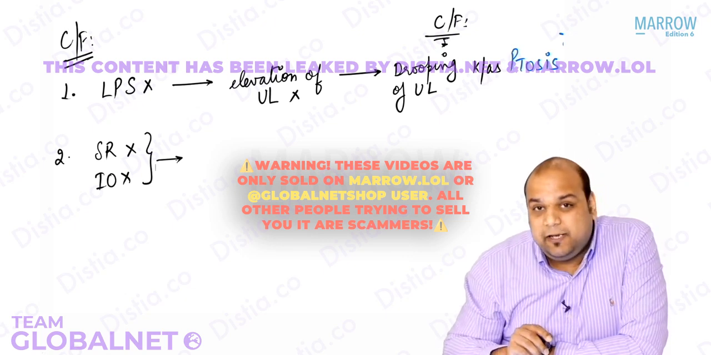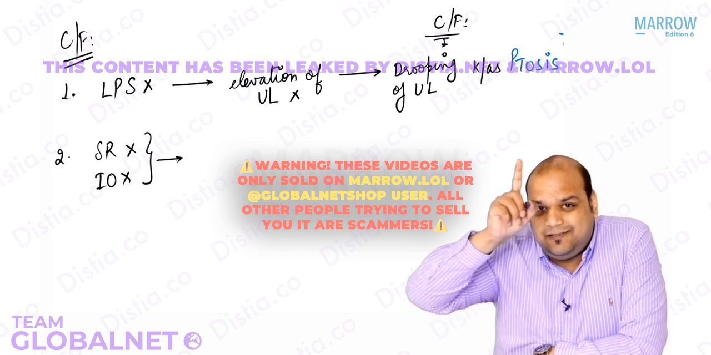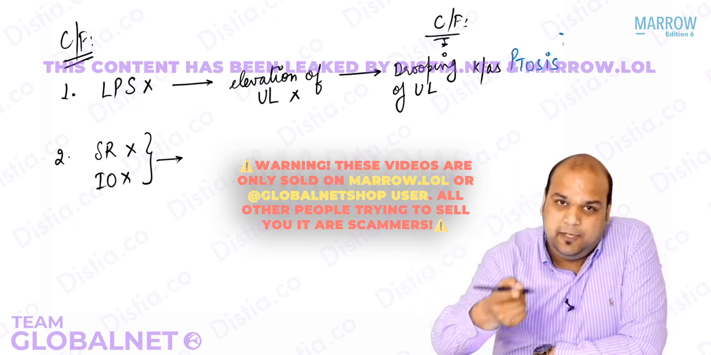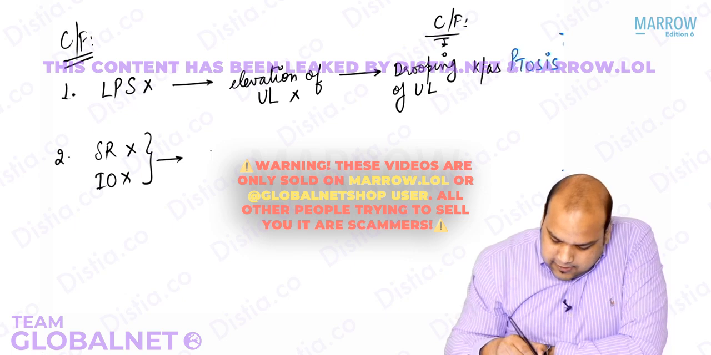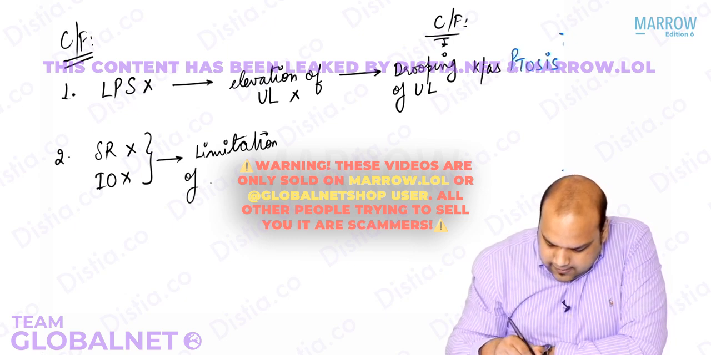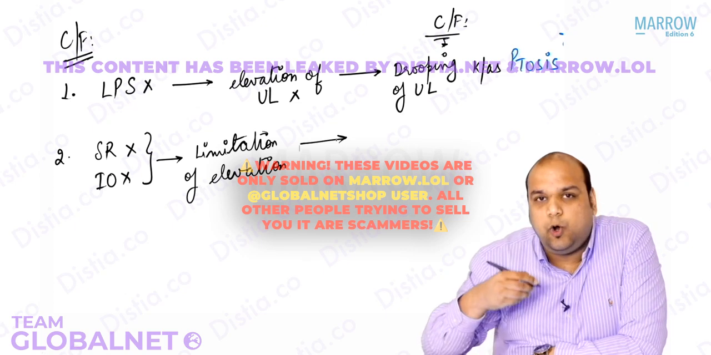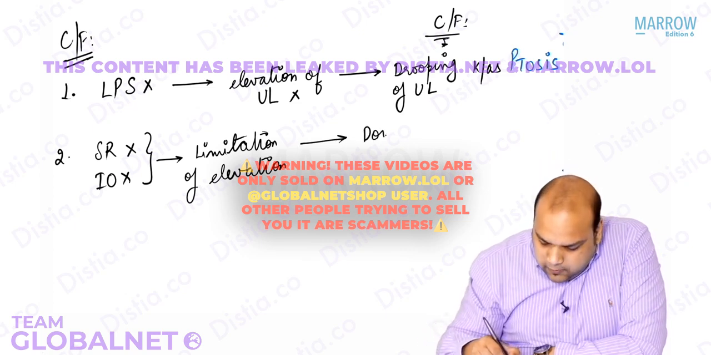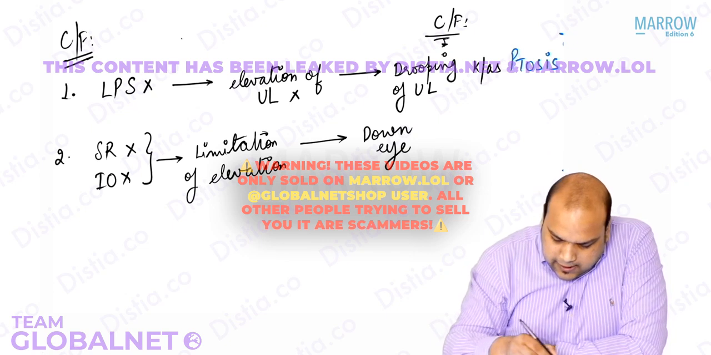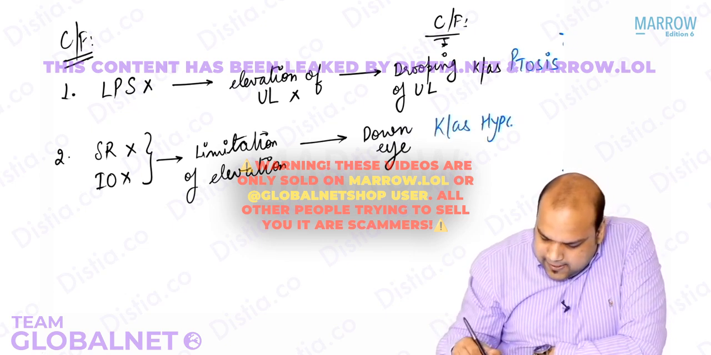Number 2, I said 2 muscles are paralyzed, superior rectus and inferior oblique. Both are paralyzed. What is the common action of both the muscles? Superior rectus elevation, inferior oblique opposite action, so inferior oblique also causes elevation. So basically there is limitation of elevation of the eye. When there is limitation of elevation, the eye cannot go up. Instead, the eyeball will go down. And when the eyeball goes down, downward deviation is known as hypotropia.